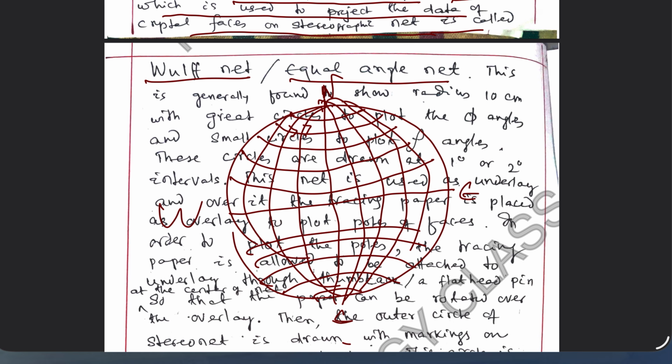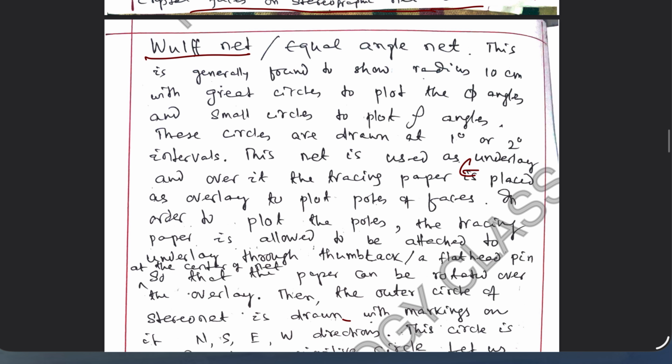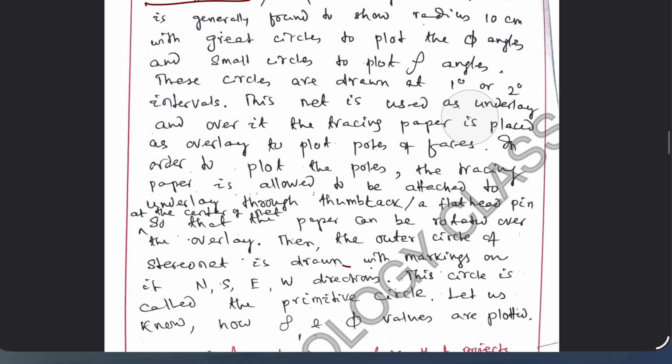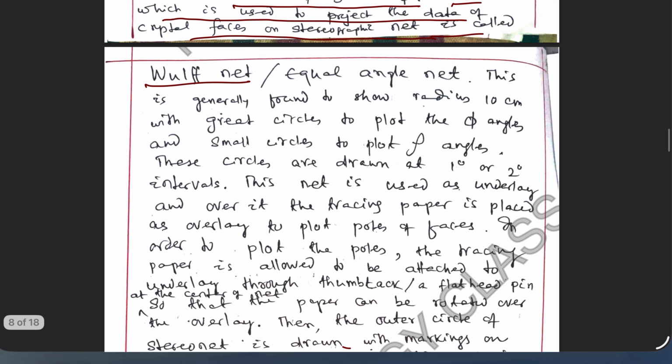And how it is being done, that I will discuss. So the Wolf net is being used to prepare the stereo diagram of the crystals. Normally this is a 10 centimeter great circle.